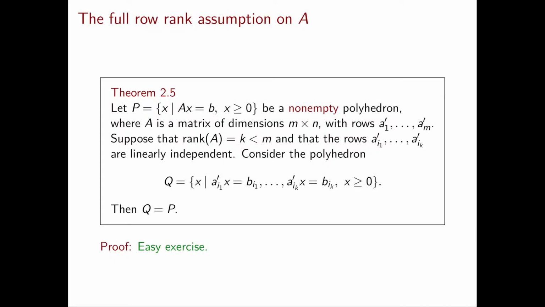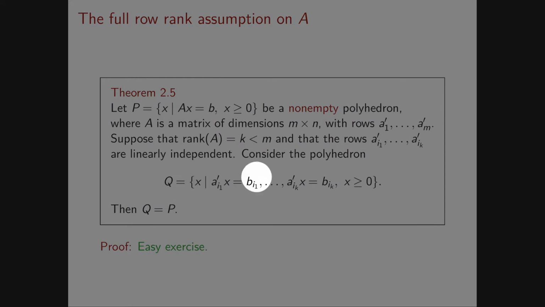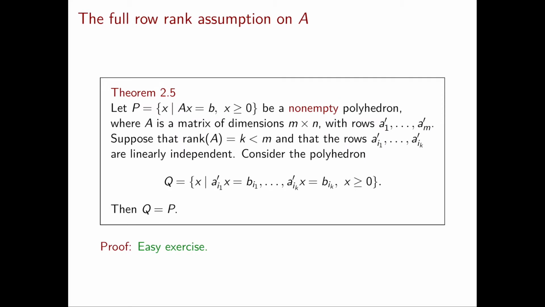At this point, let's write down the polyhedron Q defined by non-negativity constraints exactly as in P, but where we only keep our linearly independent equality constraints and we trash all the other ones, which means that the equality constraints we're keeping are a_i1 transpose x equal to b_i1 and so on and so forth until a_ik transpose x equal to b_ik. Then Q and P are the same polyhedron. I leave the proof of this theorem to you. It's an easy exercise of linear algebra.